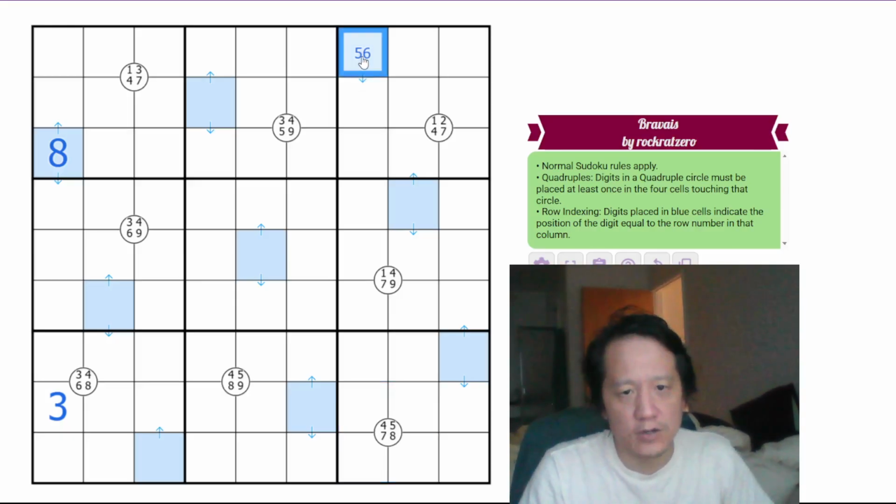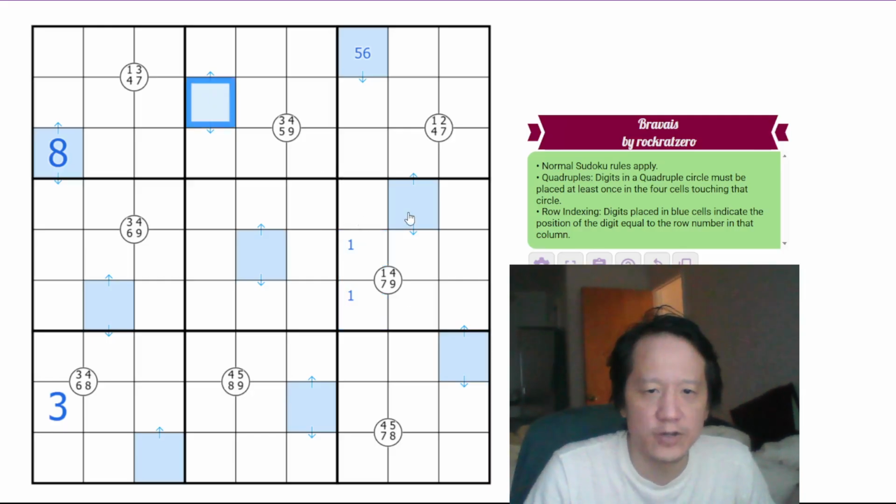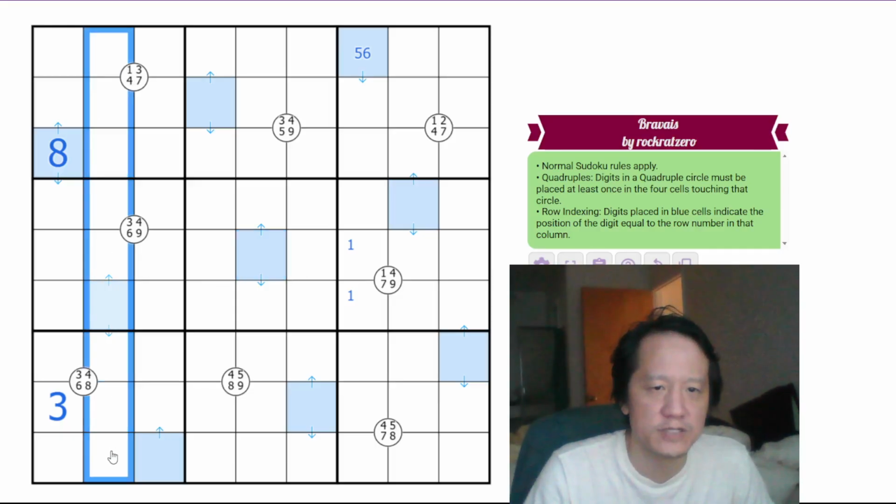So the 1 could be in 5, 6, or 7, but this 1, 2, 4, 7 quadruple eliminates 7 from being here. So this is 5 or 6, which means 1 has to be one of these two. This is matching 2. That doesn't tell us very much. This is matching 4. That doesn't really tell us much either.